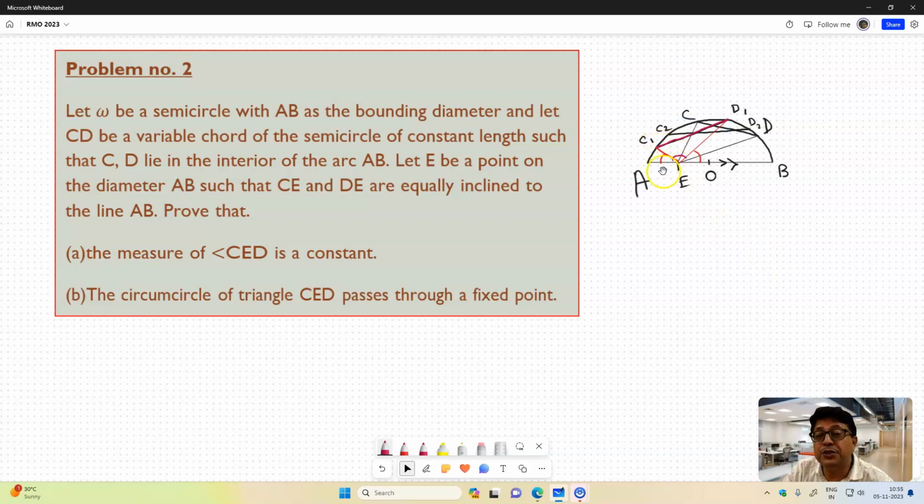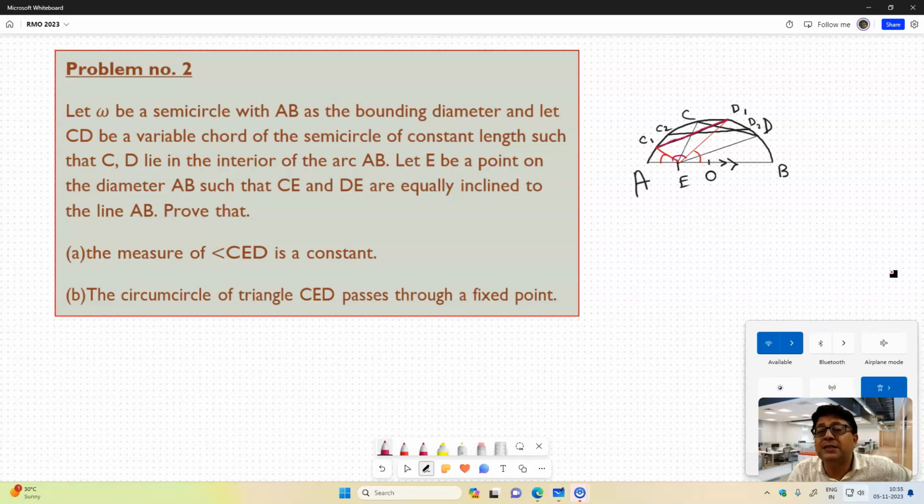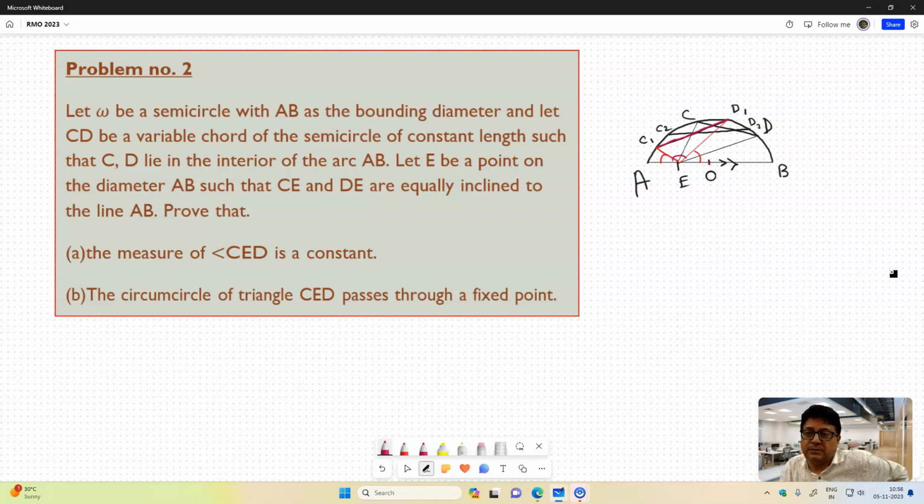Here the circumference through C1, E and D1 passes through a fixed point. You can see I have written "fixed point" over there. A is a fixed point, B is a fixed point, and the center O is also a fixed point. So the circumference through C, E, D, for some obvious reason, will pass through this fixed point, the center. But this we need to prove. They asked you to prove this. How to prove that the circumcircle of D1, C1 and E will pass through the point O?